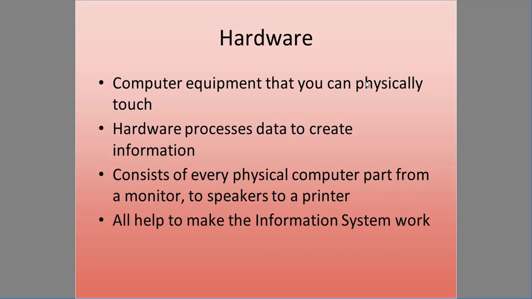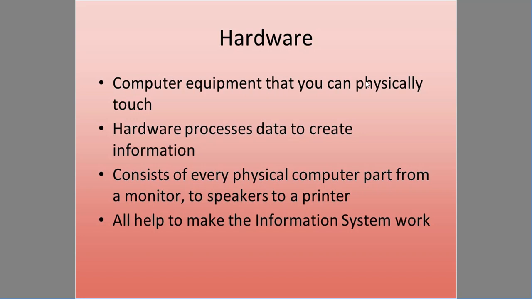Hardware's actual role is to process data in order to create information. So essentially what we're doing is we're using various things to help us to do that goal. So of course, we need a mouse and a keyboard to interact with a computer system. If we don't have that, then essentially we have no interaction with our data that might be stored on the computer system. So we need the hardware to help us to do it. And as I've just mentioned, hardware consists of every physical computer part, from a monitor to speakers to a printer. Anything that we can physically touch is going to be part of our computer hardware.